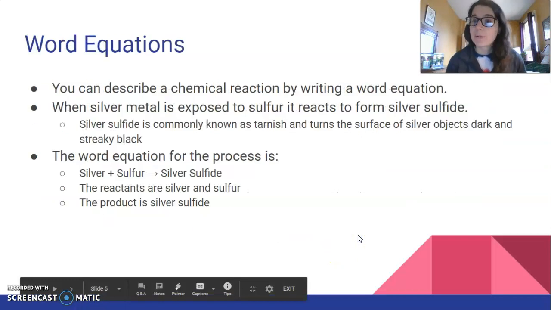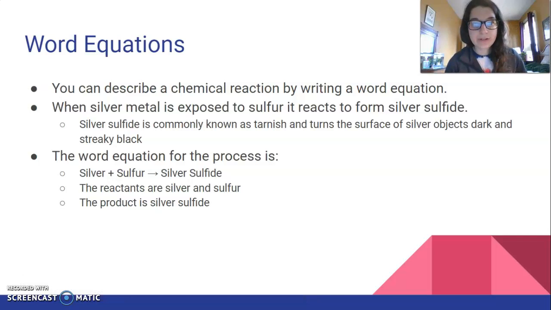We can describe chemical reactions by writing a word equation. This is where we basically replace chemical formulas with words. Rather than reading the chemical formula, we say the name of the substance. This is where nomenclature becomes really important. It's how chemists understand one another and understand what's happening in a reaction.